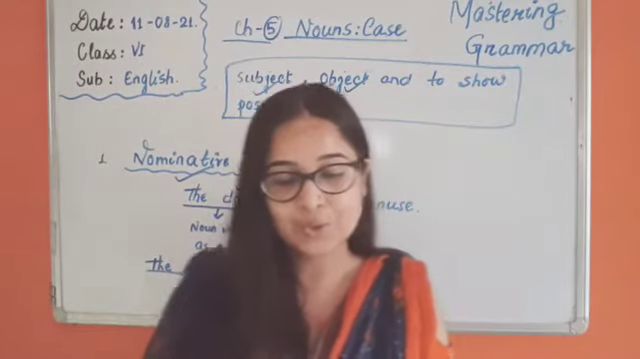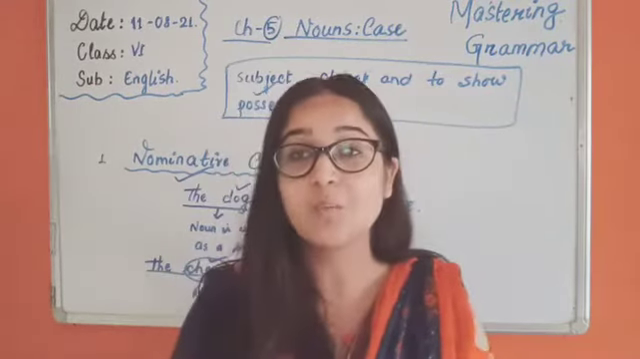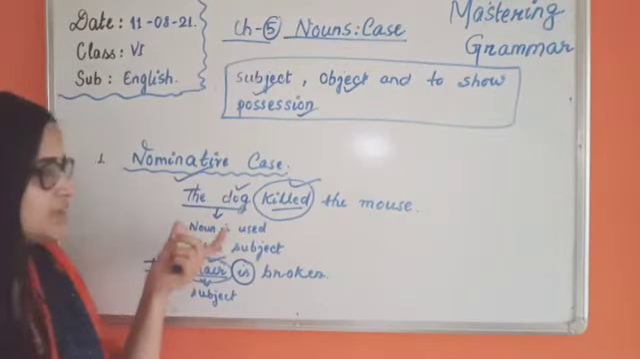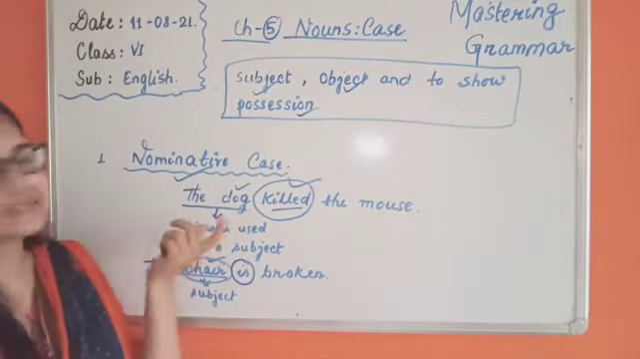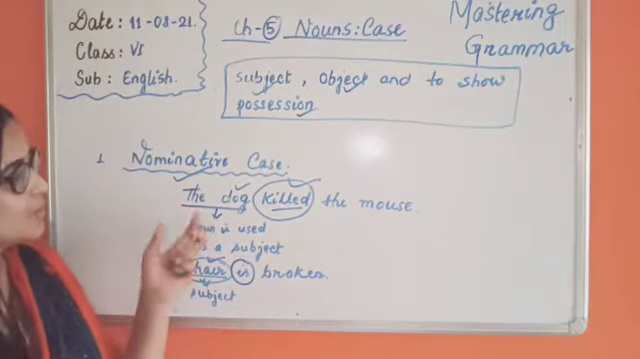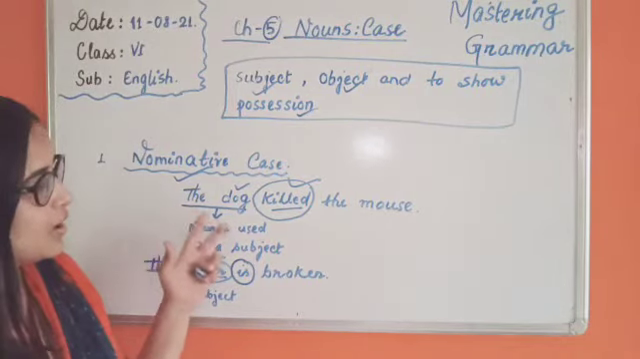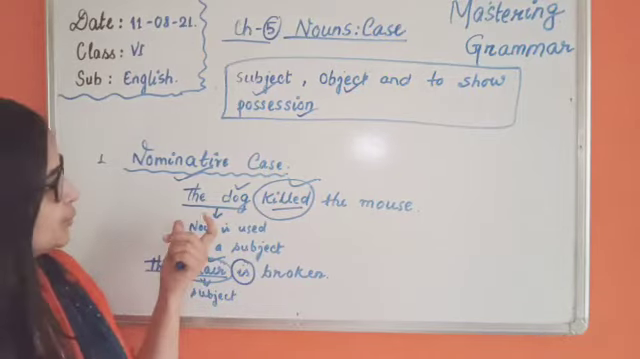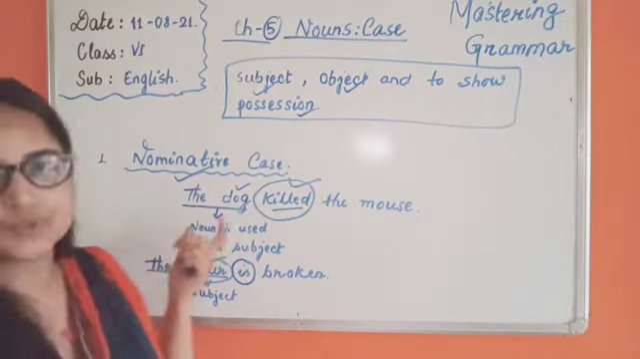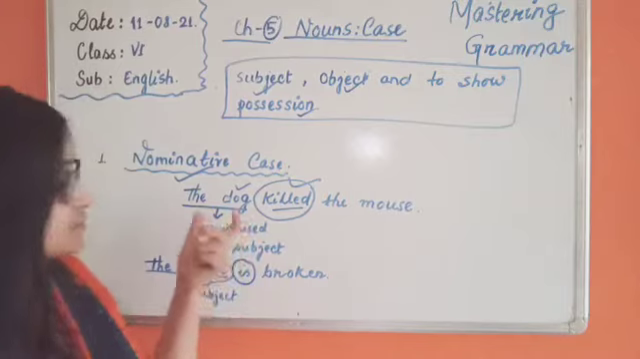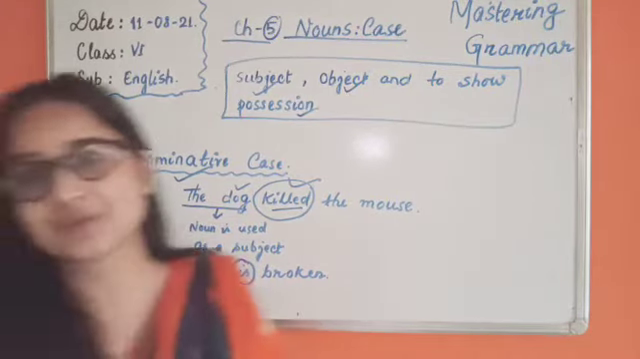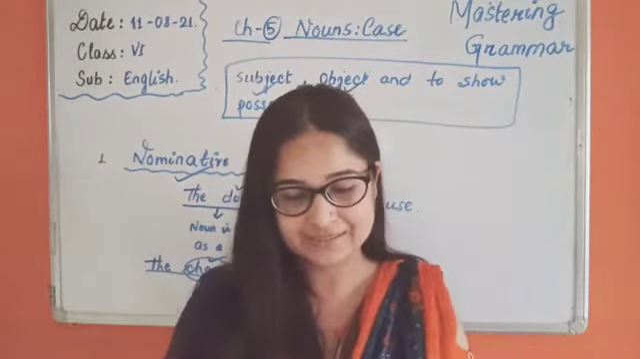Now if you ask who or what before a verb, you need to ask who or what. Because this is an animal, who killed the mouse? We can say the dog. So we get the subject, and in the subject we have the noun. So this is going to be the noun in the nominative case.